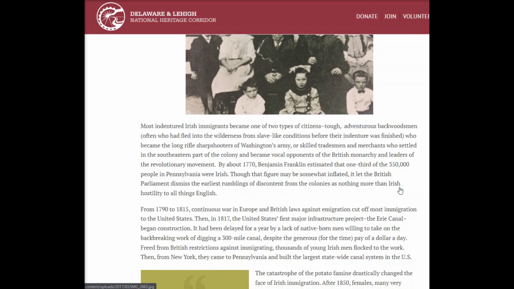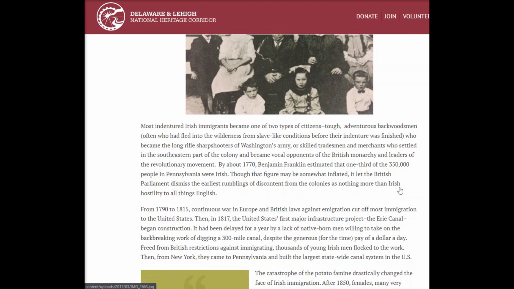Most indentured Irish immigrants became one of two types of citizens: tough, adventurous backwoodsmen, often who had fled into the wilderness from slave-like conditions before their indenture was finished, who became long rifle sharpshooters of Washington's army, or skilled tradesmen and merchants who settled in the southeastern part of the colony and became vocal opponents to the British monarchy and leaders of the revolutionary movement.